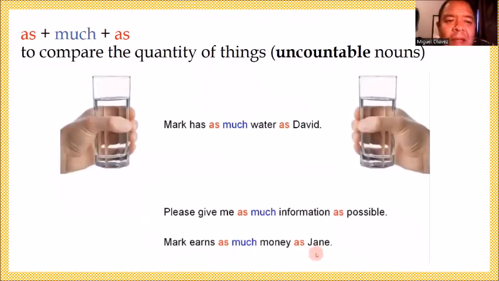And remember that for uncountable nouns, we use the word much instead of many. In this case, we have as plus much plus as. Mark has as much water as David. Please give me as much information as possible. Mark earns as much money as Jane.